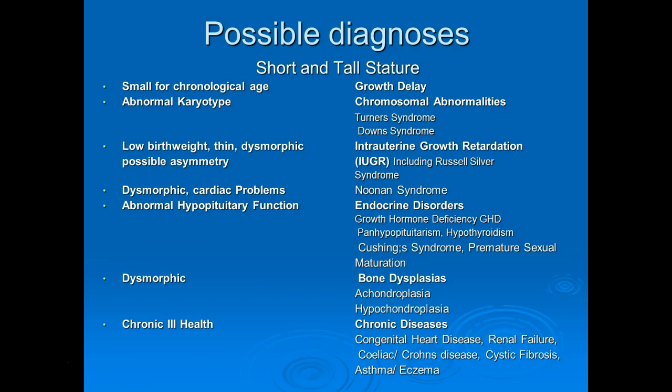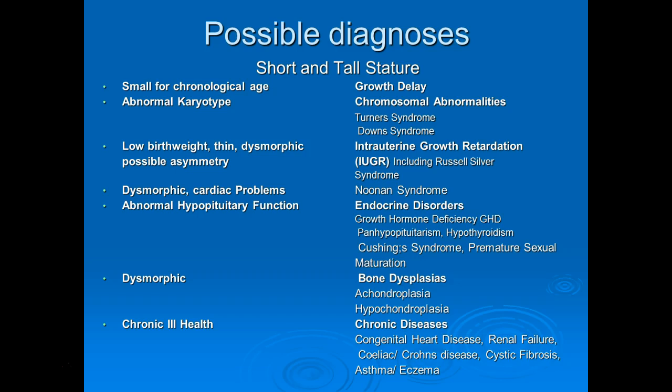Possible diagnoses are given here for short and tall stature. There's a number of those that you may have heard of and those that are new to you. So there's some issues around growth delay, chromosomal abnormalities, intrauterine growth retardation, very rare and abnormal endocrine problems such as Russell-Silver syndrome, Noonan syndrome, growth hormone deficiency, Cushing syndrome.